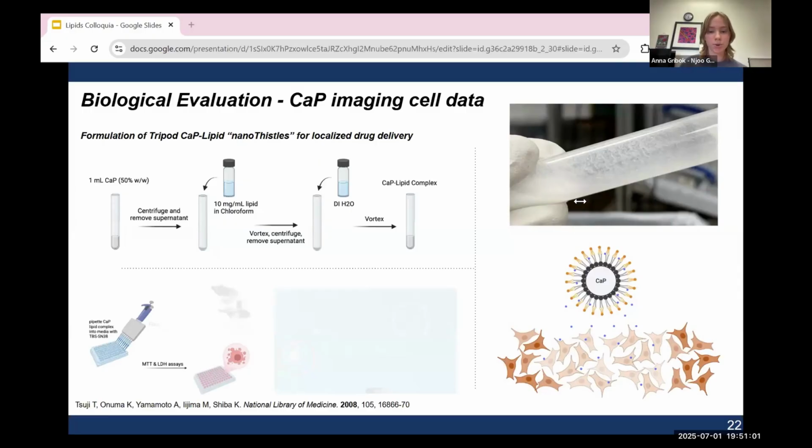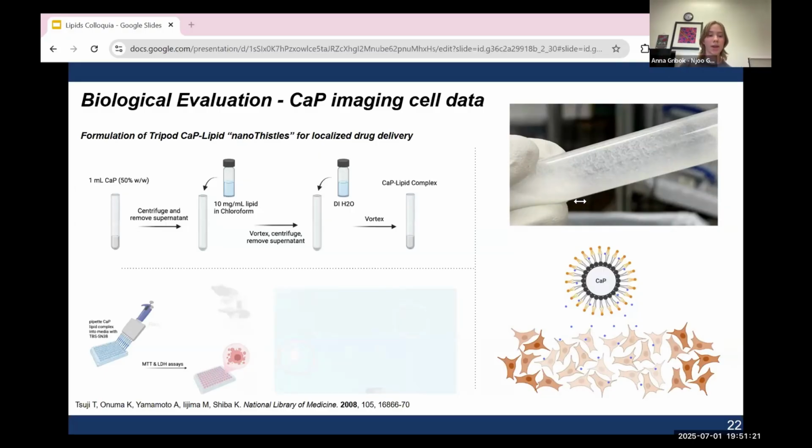We wanted to do this through a CaP lipid complex or a nanothistle. We hoped that this would help our lipids to deliver drugs through localized delivery.